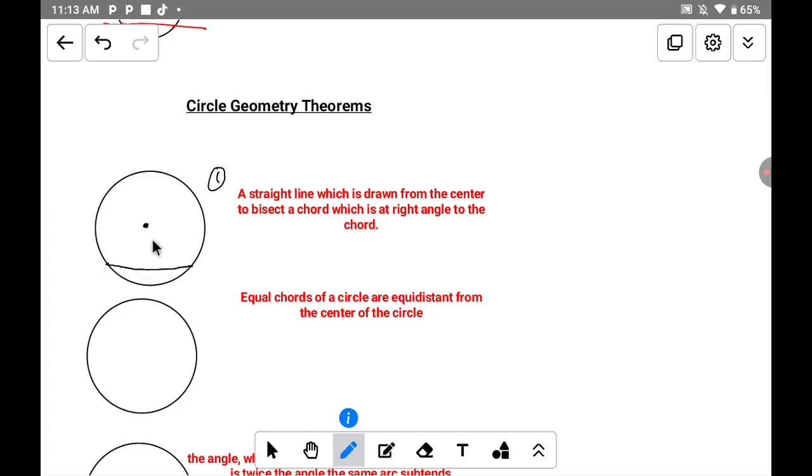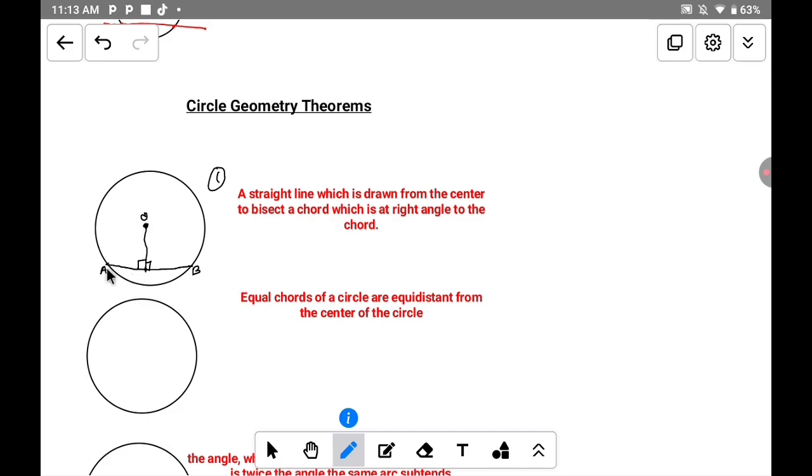If we have a straight line drawn from the center of this circle to bisect this chord, we have a line like this that bisects the chord, at a right angle to the chord. So this place will give us a right angle triangle, and this will also give us a right angle triangle. The angle here is 90 degrees, and this is also 90 degrees. Let's say this point here is point A, this point here is point B, and the center of the circle is point O.